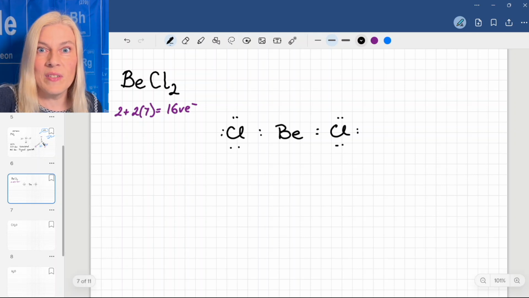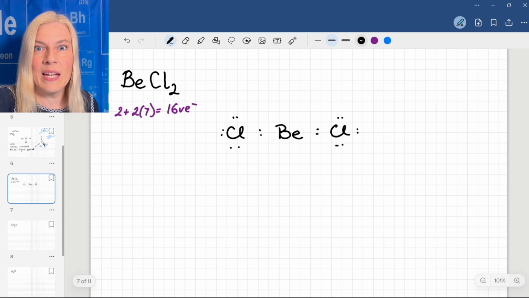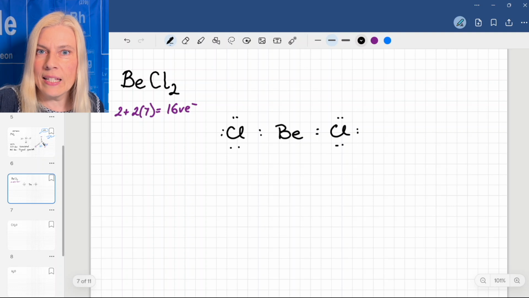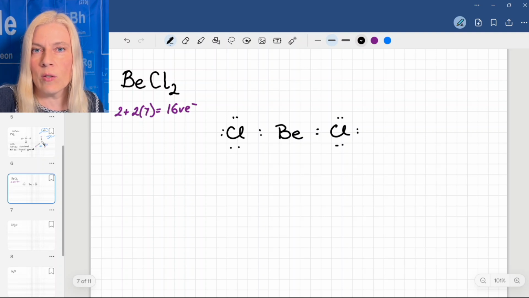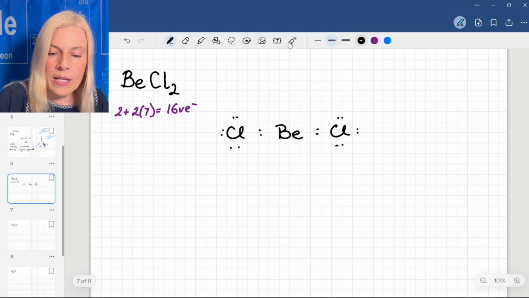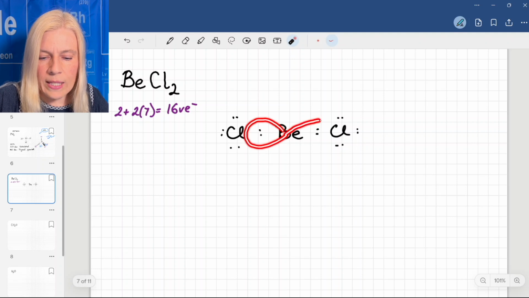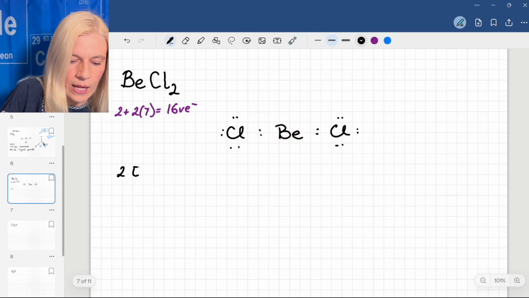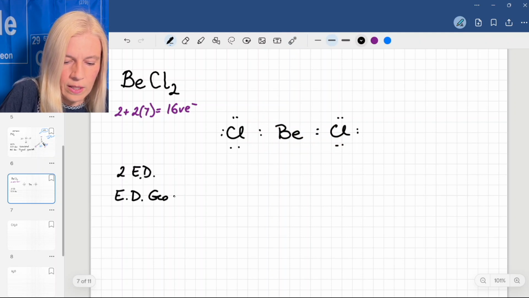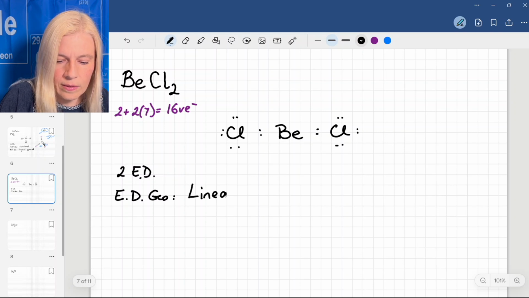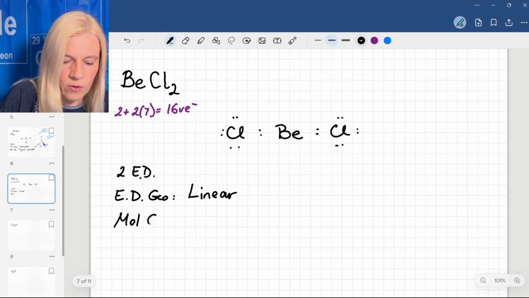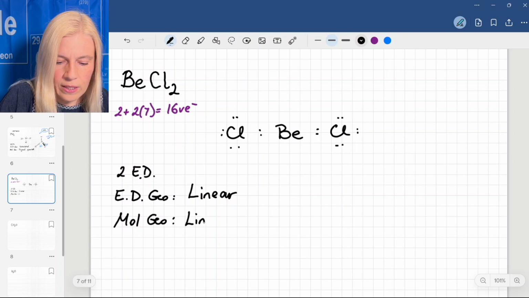And remember from the previous video, yes, I'm done, because beryllium and boron can have less than 8. They are 2 very, very small central atoms, the 2 smallest central atoms you can have. So let's keep going with our VSEPR. How many electron domains do I have? Here is 1 and 2. I have 2 electron domains, so my electron domain geometry is linear. And my molecular geometry, where I have no lone pairs, is also linear.